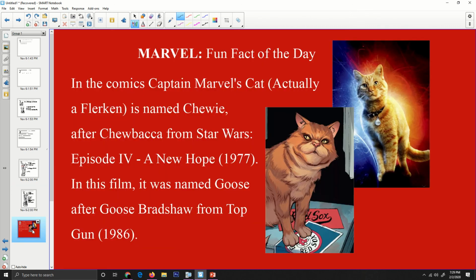So our today's Marvel fun fact of the day. In the comics, Captain Marvel's cat is actually a Flerken, a space cat, I suppose. It's an alien that looks like a cat. In the comics, it's named Chewie after Chewbacca from Star Wars Episode 4, A New Hope. In the film, it was named Goose after Goose Bradshaw from Top Gun.